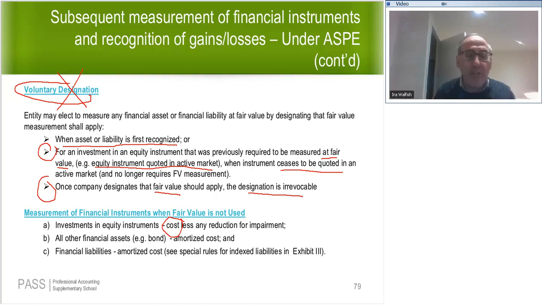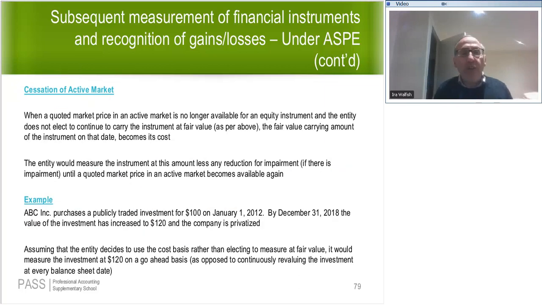Cessation of an active market. When a quoted market price in an active market is no longer available for an equity instrument, and the entity does not elect to continue to use fair value voluntarily, then at that point, once the shares stop trading publicly, I would start using the cost method. I bought the shares and they were trading publicly, they've now stopped trading publicly and I'm not volunteering to use fair value.